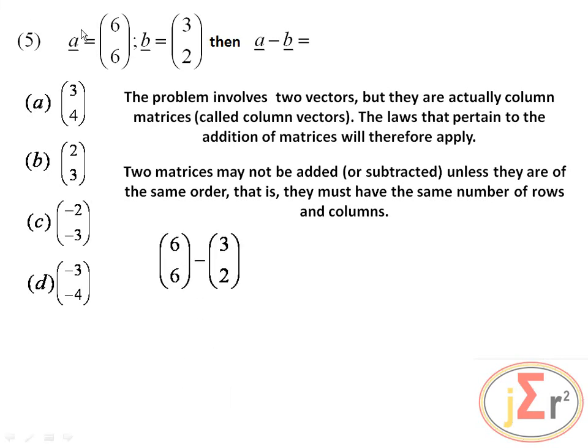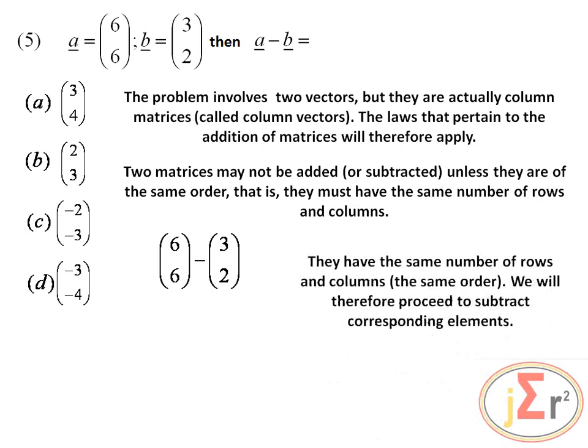So we have these two matrices, each with 2 rows, 1 column. They are of the same order. We may subtract one from the other, or if that were the requirement, we could have added them together also. They have the same number of rows and columns, which is the same order. We will therefore proceed to subtract corresponding elements.